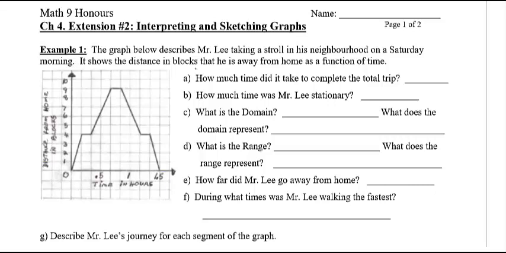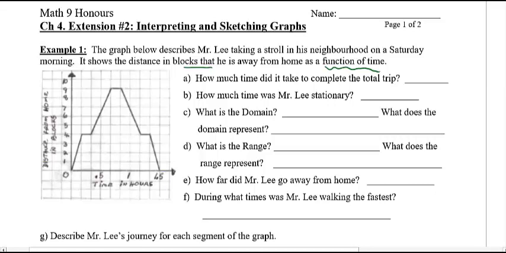So I gave you an example here where I talk about me taking a stroll in the neighborhood on an early Saturday morning. And it shows the distance in blocks that I am away from home as a function of time, meaning as time moves on, the vertical axis shows how far I'm away from home.